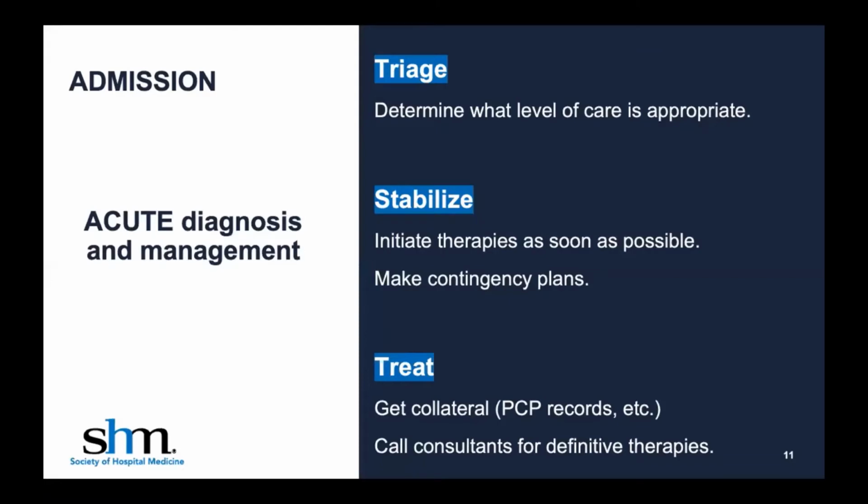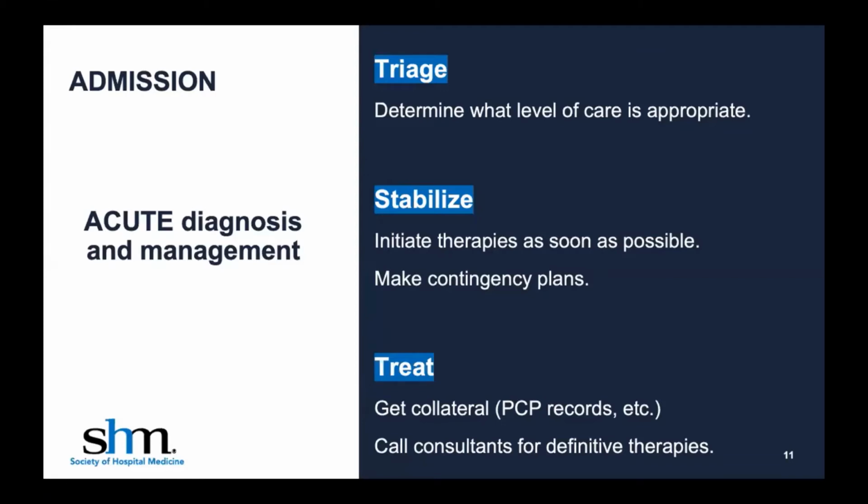So on admission, for acute diagnosis and management, really the most important things are triage, stabilizing, and treating. So for triage, you want to determine what is the level of care that is most appropriate for the patient. Is it the medical floor? Is it the ICU? Now, often this is more determined by nursing expertise and nursing burden of care than it is on the actual physicians.